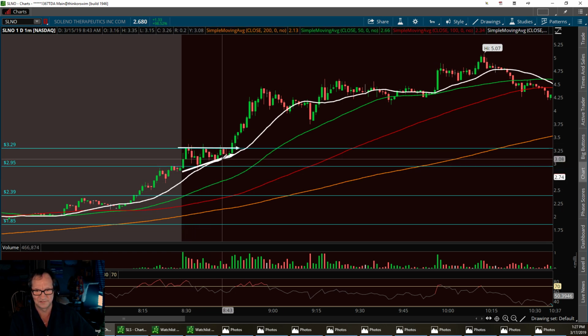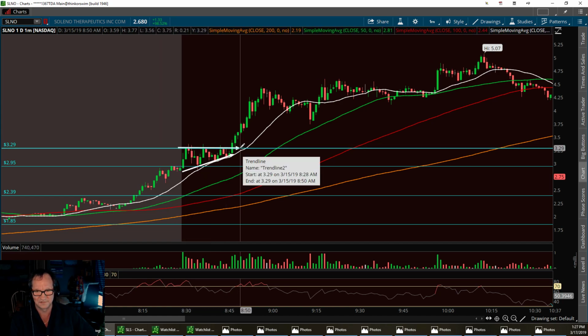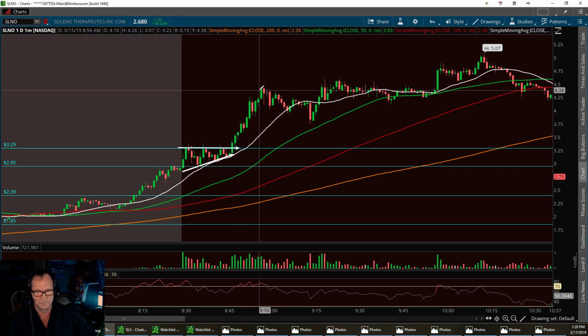And usually when you see something like that with lower highs and then you see that flat line resistance there, you're going to have a breakout. And that's what we had. Once it started getting to the end of that flag, she went ahead and broke out.